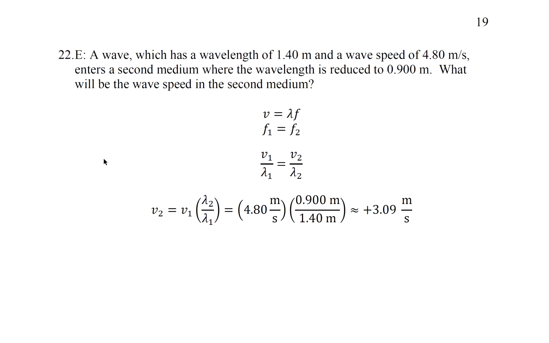Question 22. A wave, which has a wavelength of 1.4 meters and a wave speed of 4.8 meters per second, enters a second medium where the wavelength is reduced to 0.9 meters. What is the wave speed in the second medium? So we know v equals lambda f. When we go from one medium to another medium, f is the same. So just take this top equation and solve for f. V1 over lambda 1 equals V2 over lambda 2.